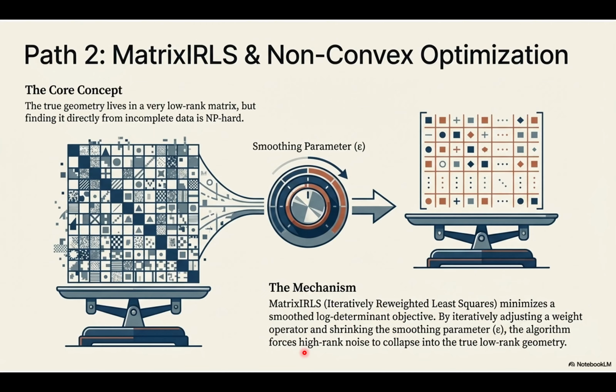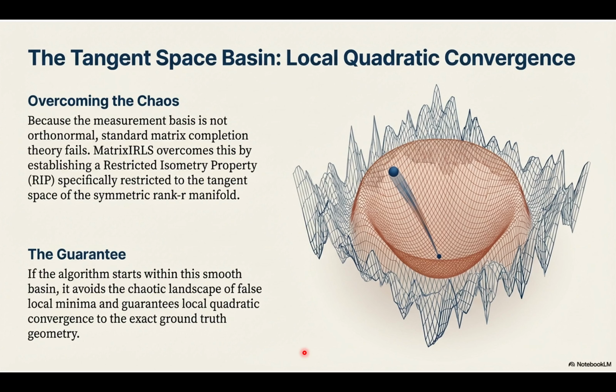But the Science Review paper mentions that standard matrix completion theory actually falls apart here. It does. Because usually, matrix completion relies on the measurement basis being orthonormal, right? Yeah. Meaning all the axes are perfectly at right angles, totally independent of each other. Right, which in distance geometry, they absolutely aren't. Exactly. So how does matrix IRLS shrink wrap this data without getting stuck in, like, chaotic mathematical loops?